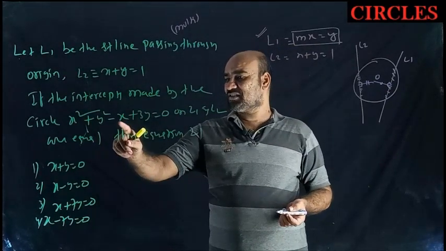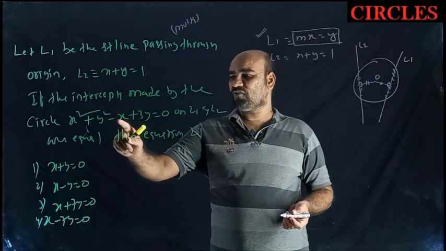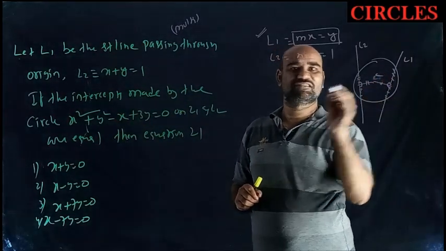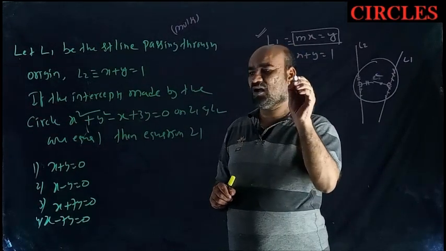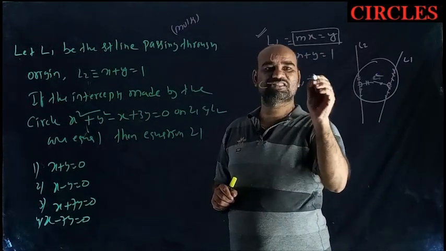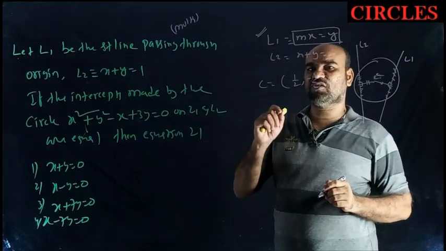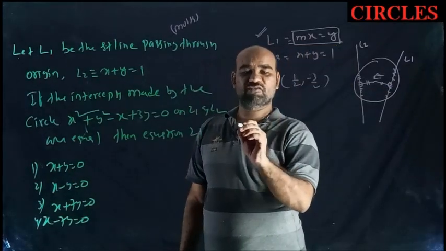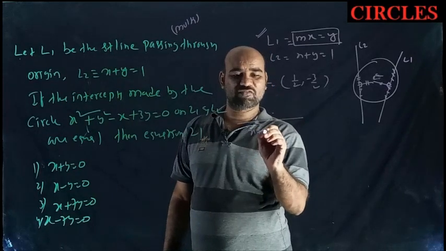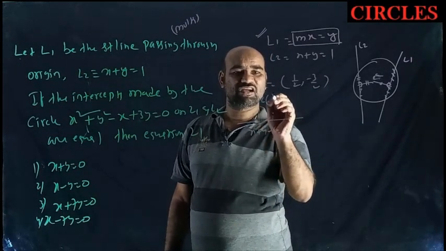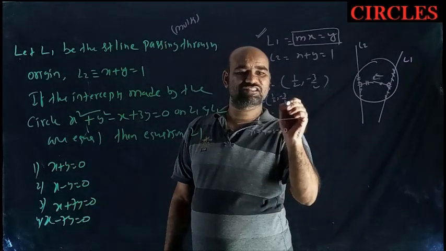Already here the center is (1/2, minus 3/2). Call the center C. The distance from C to the line L1 should be equal to the distance from C to the line L2. Now what do I want to find? The distance of x plus y minus 1 equal to 0 from C (1/2, minus 3/2).